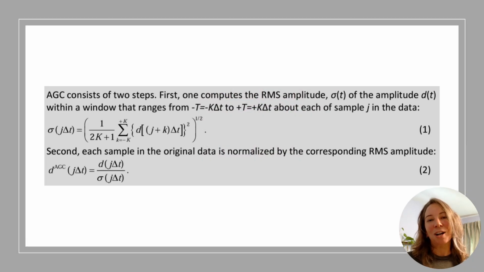So this process involves two key steps. In the first step, we calculate the RMS amplitude within a specified time window, and this gives us a measure of the signal strength at each point. After that, we normalize each sample by its corresponding RMS amplitude, which effectively balances out the signal strength throughout the entire seismic trace.